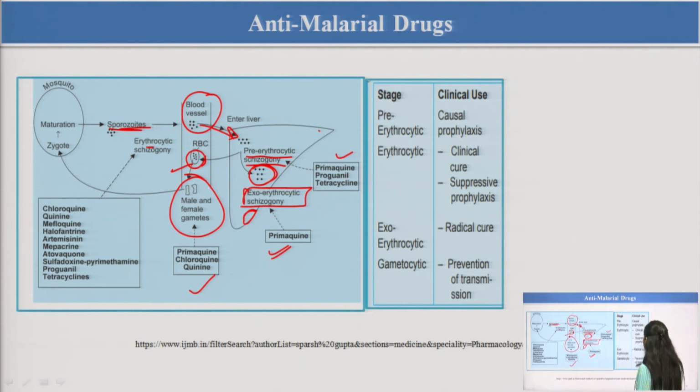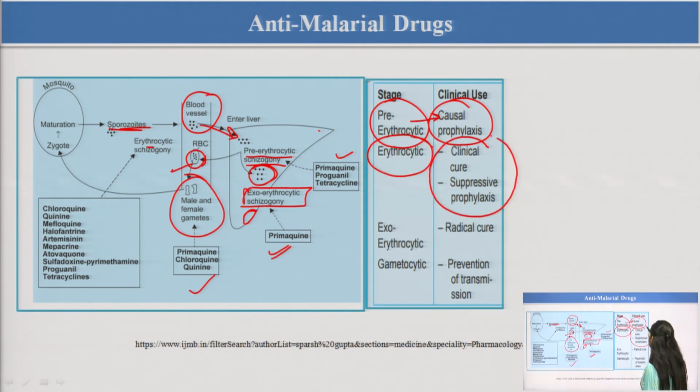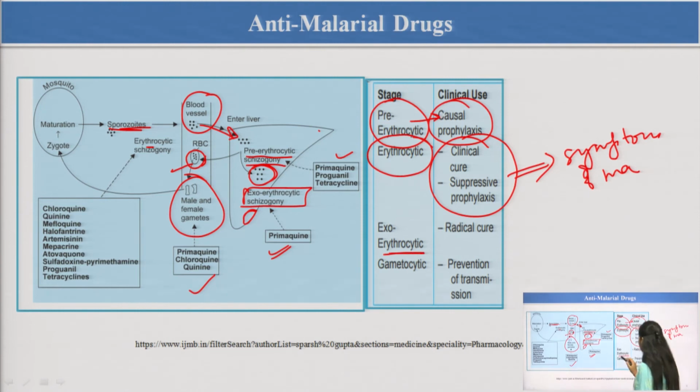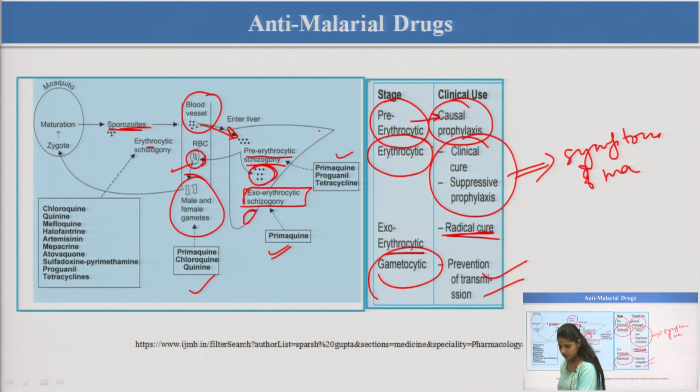These are the clinical uses. So, the pre-erythrocytic stage, the drugs which are targeting these phases, are used for causal prophylaxis. The drugs which are affecting the erythrocytic stage can be used for clinical cure and suppressive cure, because they will also reduce the symptoms of malaria. Exoerythrocytic stage means we are killing the dormant phase of Plasmodium as well. So, this is used for radical cure. Gametocytic means they are preventing transmission, the drugs which are targeting the gametocytic stage.